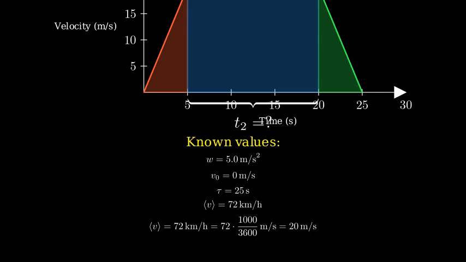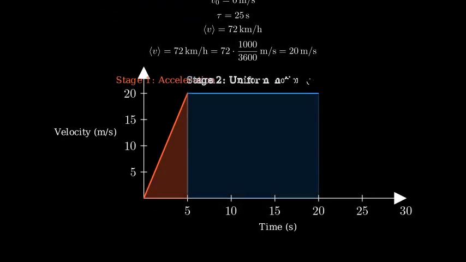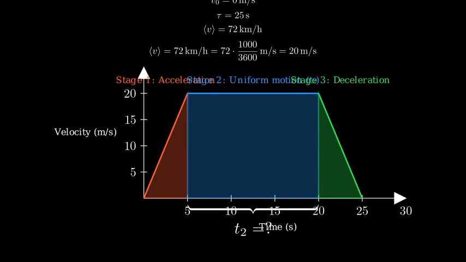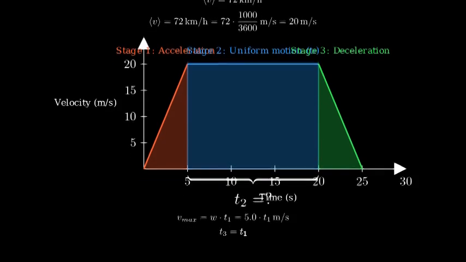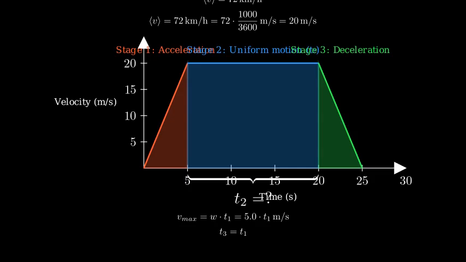Now, let's analyze the motion in detail. During stage 1, the car accelerates from rest. Since acceleration is defined as the rate of change of velocity with time, we know that after time t_1, the car will reach a maximum velocity v_max equals w times t_1. This gives us v_max equals 5.0 times t_1 meters per second. For stage 3, since the car decelerates at the same rate w and must go from v_max to 0, the time required for deceleration t_3 equals t_1.